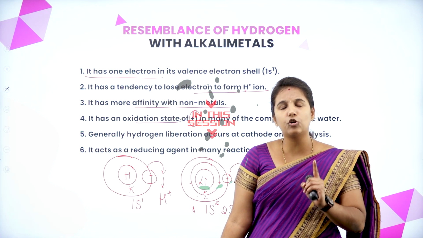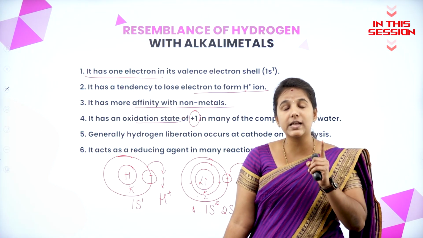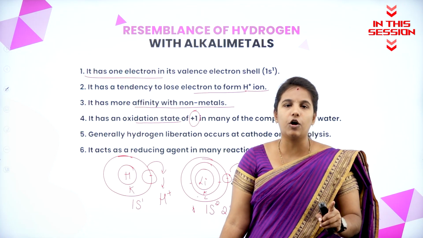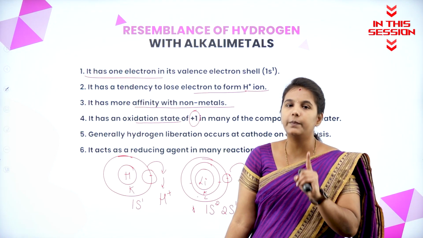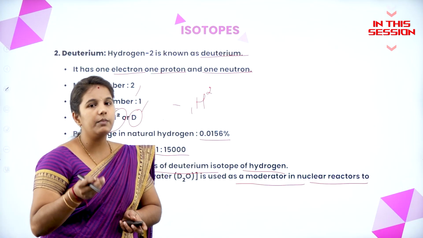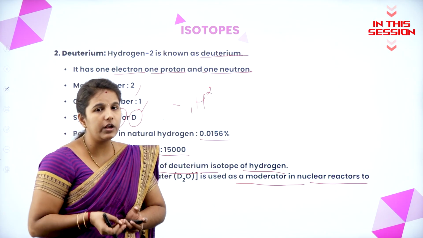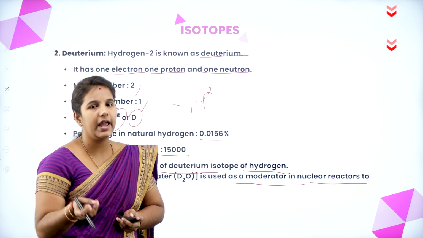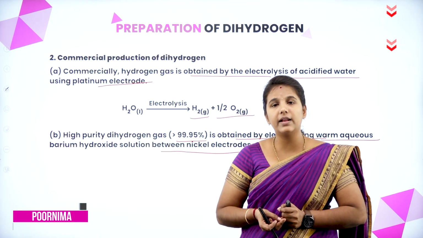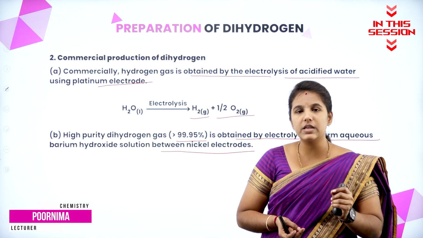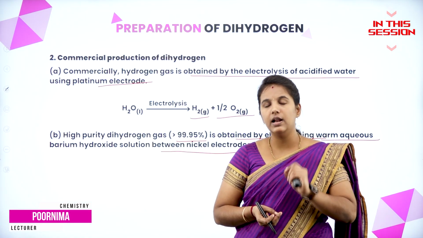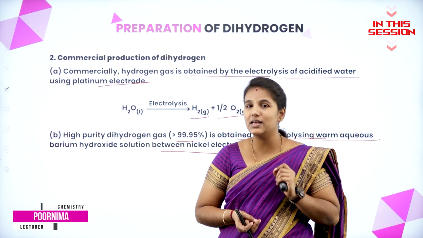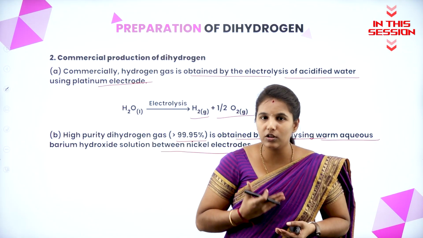Since hydrogen has only one valence electron, it has a capacity to lose that electron, hence its oxidation state will be +1. Deuterium will be mainly used in the form of deuterium oxide, which is also known as heavy water. We can easily prepare hydrogen gas by using barium hydroxide and nickel as electrodes, by the electrolysis process.